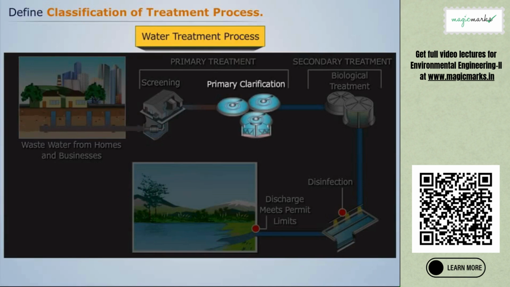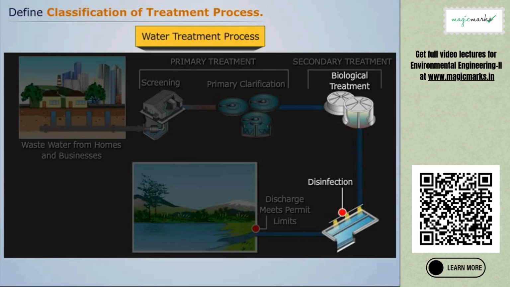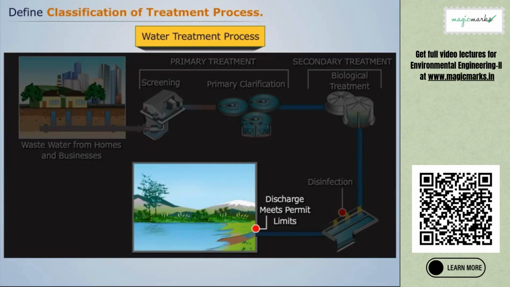In primary clarification, the heavier sludge settles to the bottom and lighter scum floats to the top. In biological treatment, chlorine is added to remove bacteria and then disinfected. Finally, the water is discharged and used by the households.